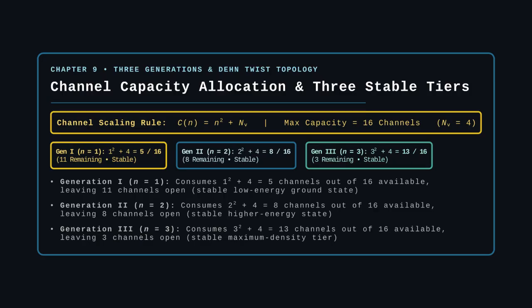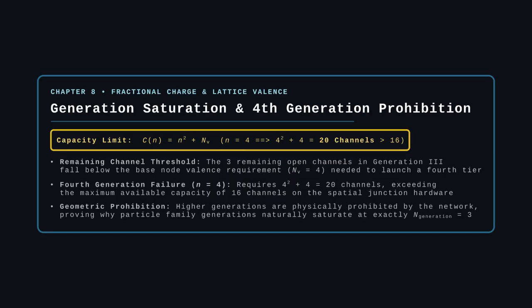This tier is stable. Notice that the remaining 3 channels are less than the base node valence of n sub v equals 4 required to frame a 4th layer. Fourth, generation 4, where n equals 4 requires 4 squared plus 4 equal to 20 channels. Because 20 is greater than 16, channel requirements exceed the physical spatial junction capacity. A fourth generation is geometrically prohibited by the network hardware, proving that particle family generations naturally saturate at exactly n generation equals 3.